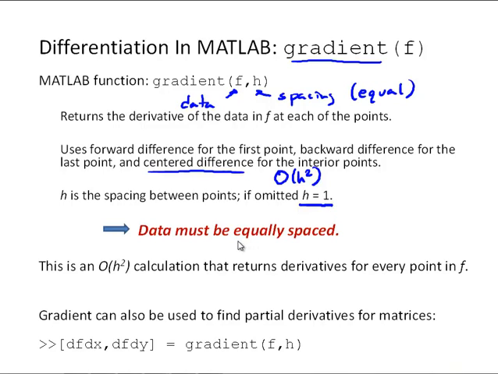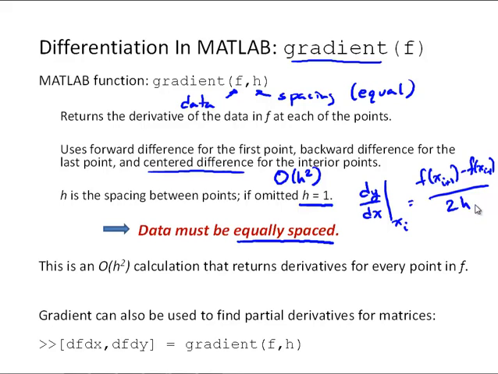And again, the data must be equally spaced, since this is just implementing that centered finite difference formula, dy dx evaluated at x sub i is equal to f at x i plus 1 minus f at x i minus 1 over 2h. So for h to be defined, we have to have equally spaced data. So it's a second order calculation. It returns derivatives for every point in f. So it's better than the diff approach in general if the data is equally spaced. One note is we are using first order for the first and last points.